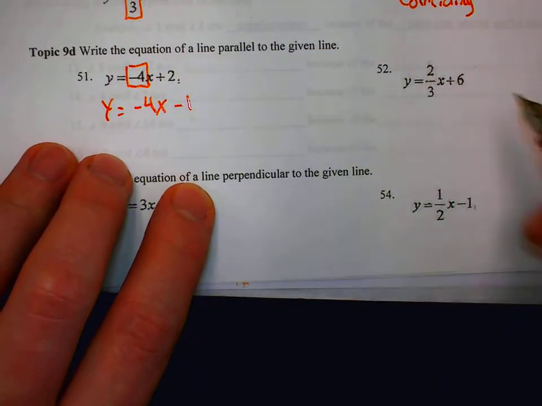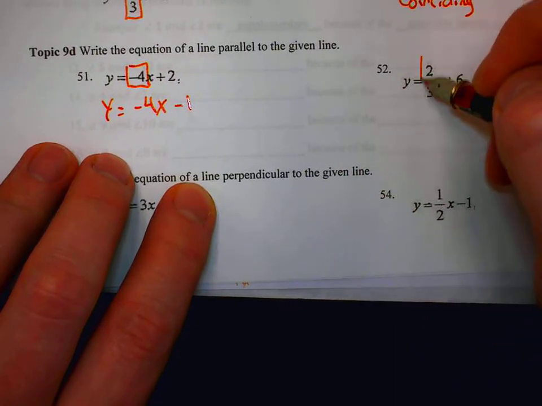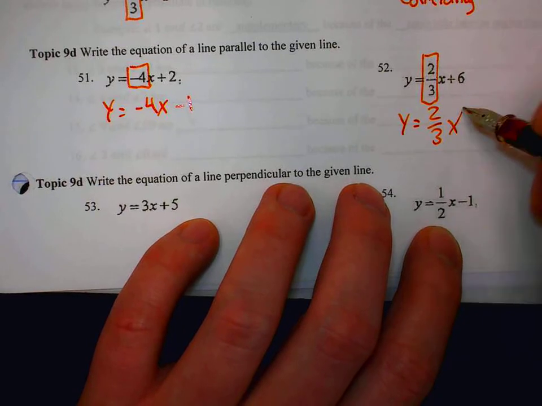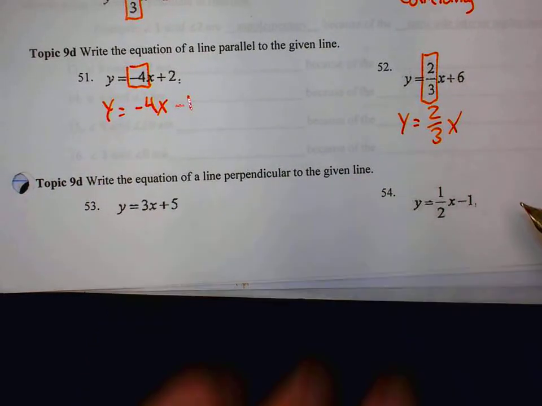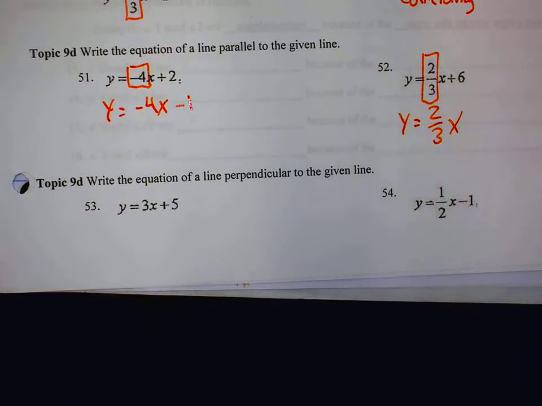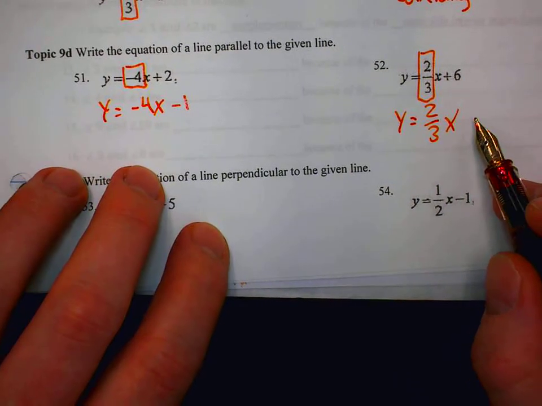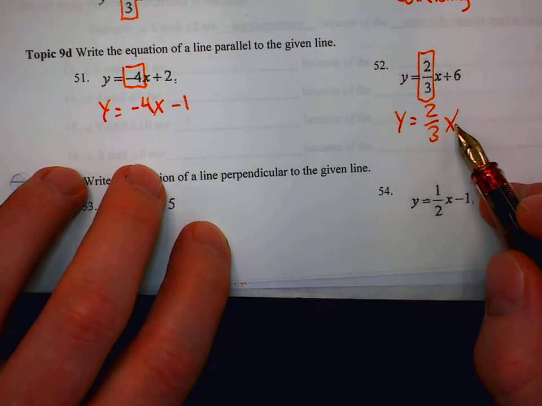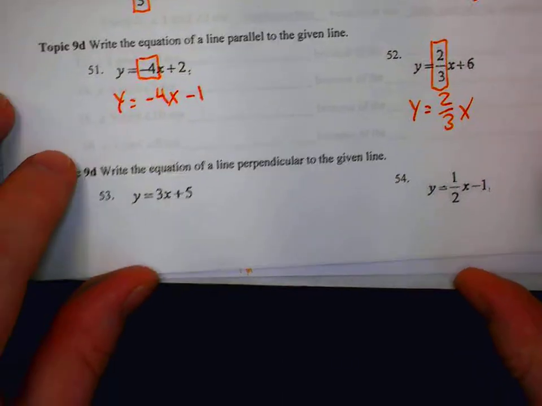For 52, it's already solved for y, so my slope is the coefficient of x. My equation for parallel has to have the same slope, so this would be 2/3 x, and now I just need to pick a different y-intercept. I can make my intercept 0, which is exactly what this is as it's written. So I'll just leave this as 2/3 x with a y-intercept of 0, and call it done.